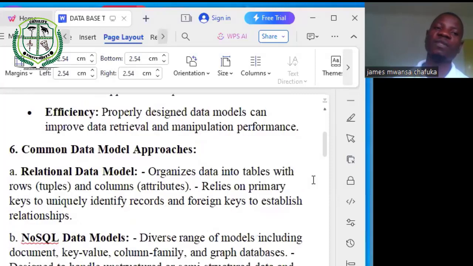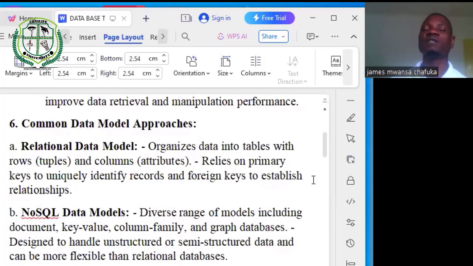Okay. Now, apart from that, let us proceed by looking at common data model approaches. So under the common data model approaches, here we start by looking at the relational data model. Here we continue by looking at the relational data model.